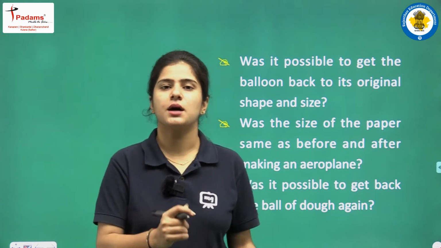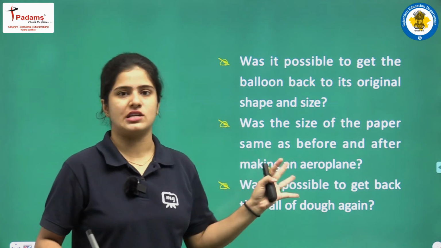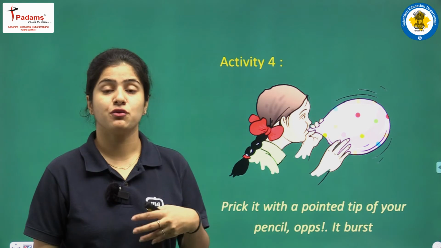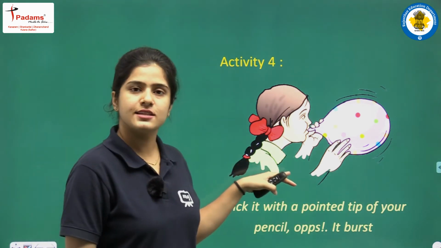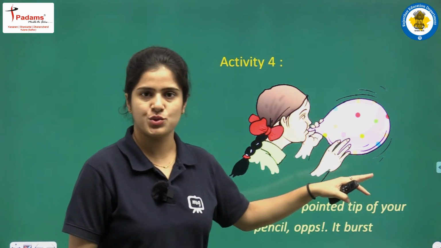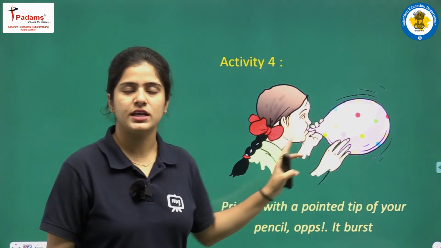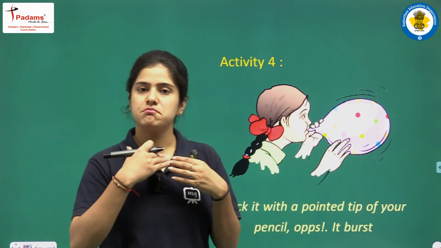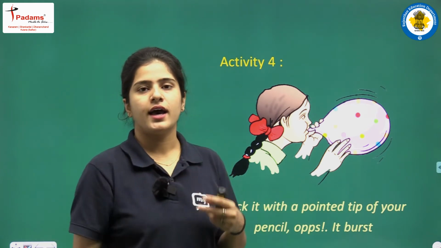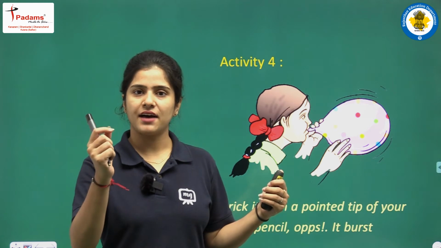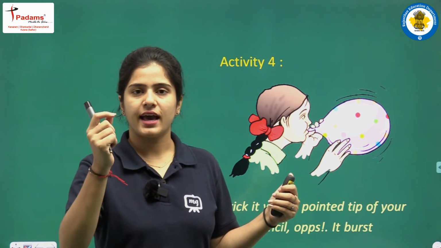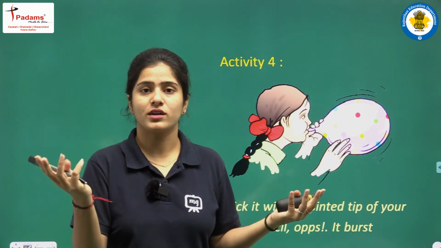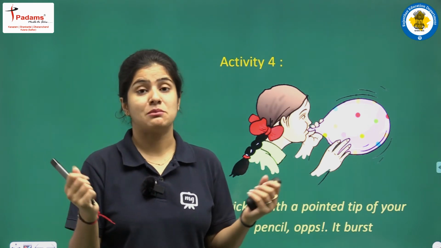Now we'll be discussing similar changes, okay, students? Have a look at the fourth change. What was the fourth activity? The same girl, the same balloon, right, students? This girl is blowing air into this balloon. It has gone to its maximum size and shape, okay? And now this girl is having a pencil, okay? And with its sharp tip, she's pricking it, okay? What will happen now? Oops, it will burst, okay?